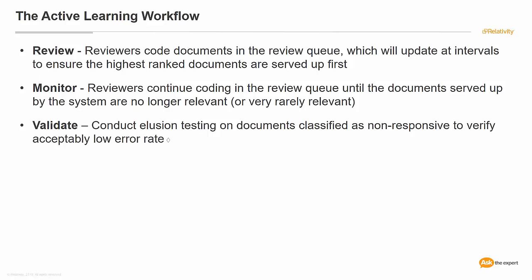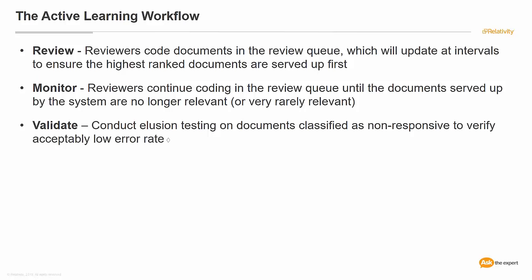And the way this is determined, we'll look at some examples of this. The case admin, the person who's managing the project, will be monitoring the charts and graphs that we have available on the project homepage to see where the project is at any moment in time, and to see when it's reaching the point where the queue has essentially found most of the relevant documents, or is no longer turning up many or any relevant documents.